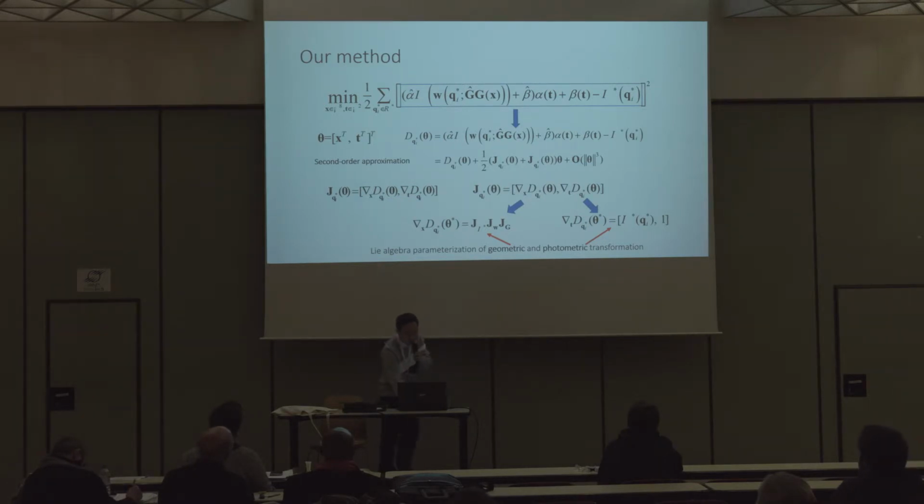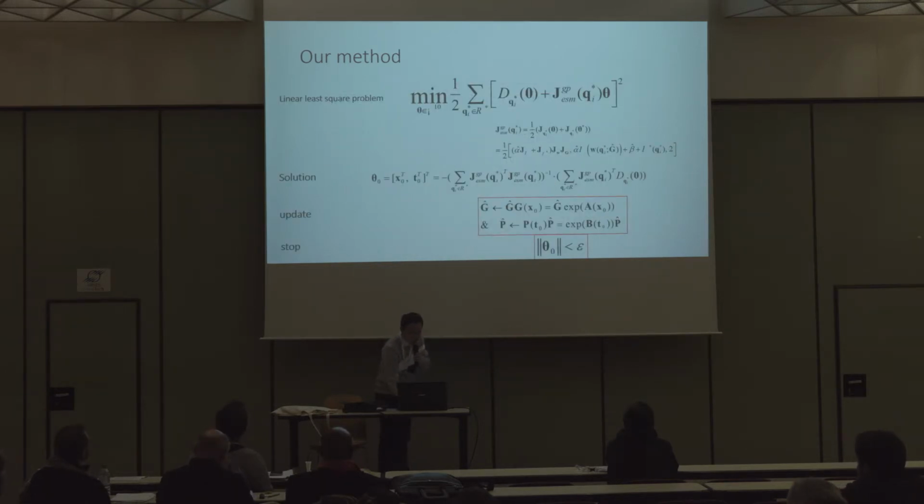These are the Jacobian matrices. Note that the approximation is second order, however, it remains in linear form. Here, the Jacobian is based on the unknown parameter theta. Because we use Lie algebra parameterization of the geometric and photometric transformations, these Jacobians can be computed as this. Therefore, our problem can be approximated by a linear least squares problem. The solution is given by the normal equation. Then we update the initial geometric and photometric transformations like this. The iteration process is stopped when the solution is smaller than a given threshold.